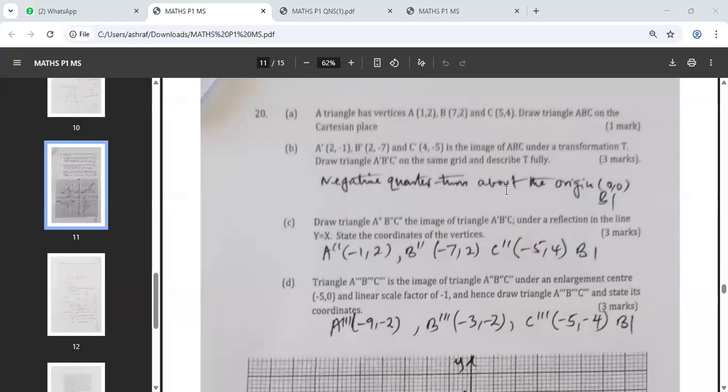Then for a fraction, of course, whether positive or negative, the process is the same, only that for the fraction, if it is a proper fraction, you expect the image to be smaller than the object.